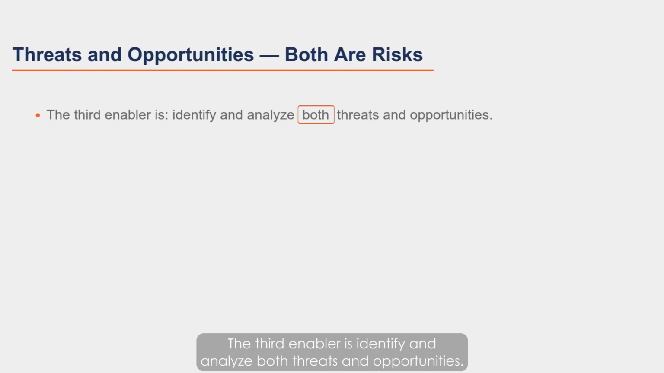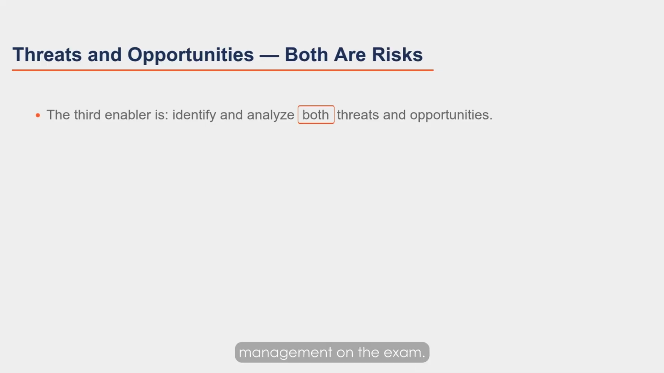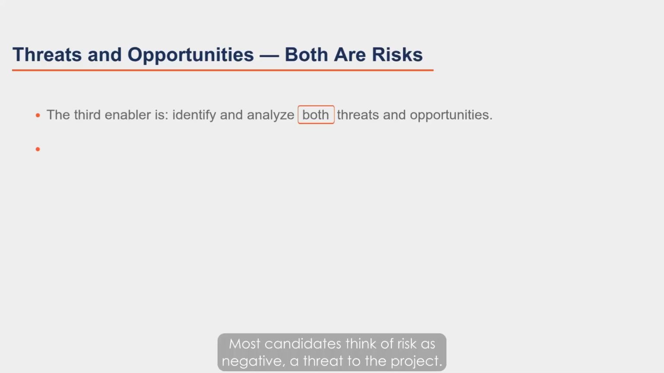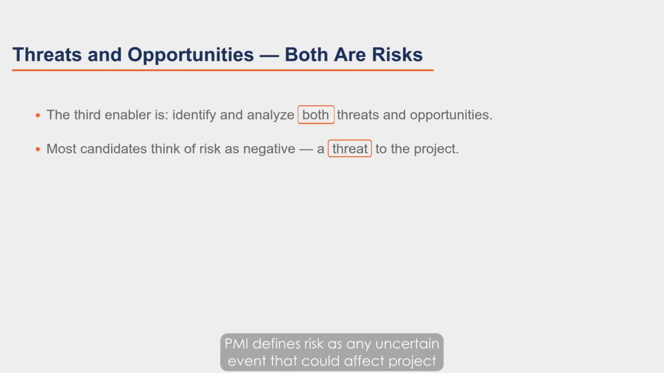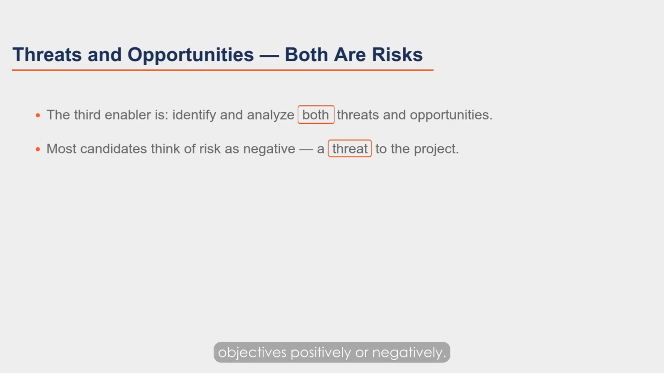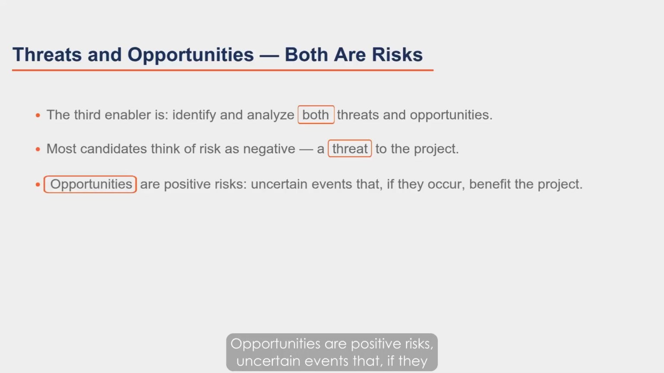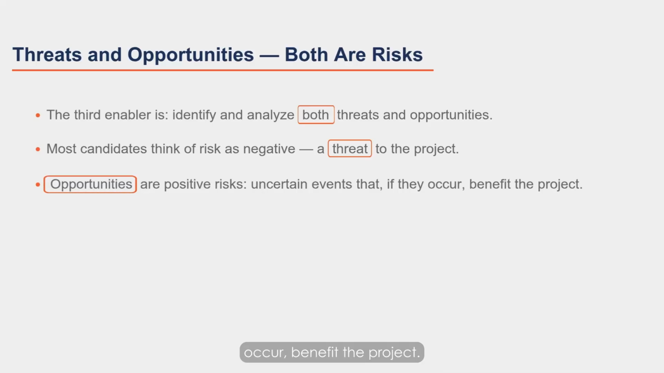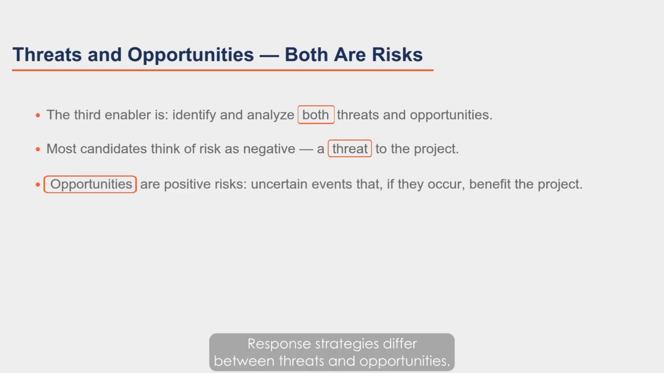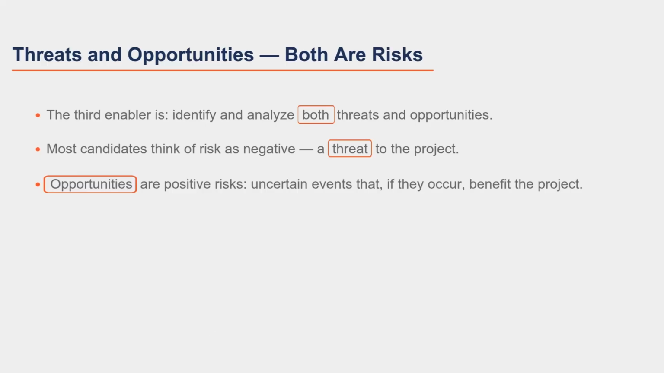The third enabler is identify and analyze both threats and opportunities. This is one of the most tested distinctions in risk management on the exam. Most candidates think of risk as negative, a threat to the project. PMI defines risk as any uncertain event that could affect project objectives, positively or negatively. Opportunities are positive risks, uncertain events that, if they occur, benefit the project. Response strategies differ between threats and opportunities.